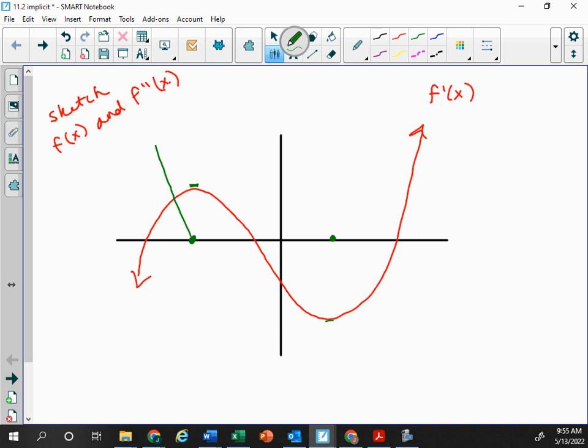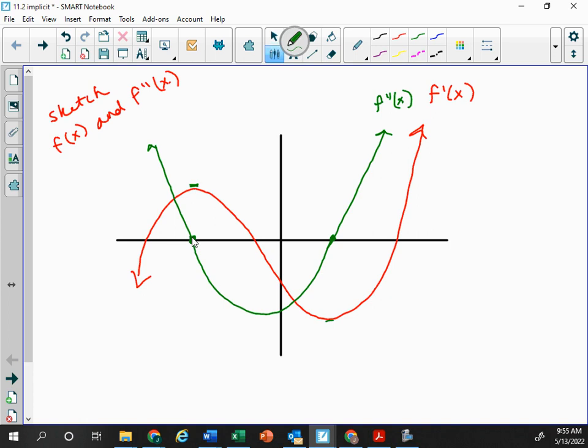In between the max and the min, it is decreasing. So my second derivative would need to be below the x-axis. And then after that minimum, it's increasing, so that would need to be above the x-axis. So let's pause there for a second. How do we do on the second derivative? Okay with that? And it should make sense.